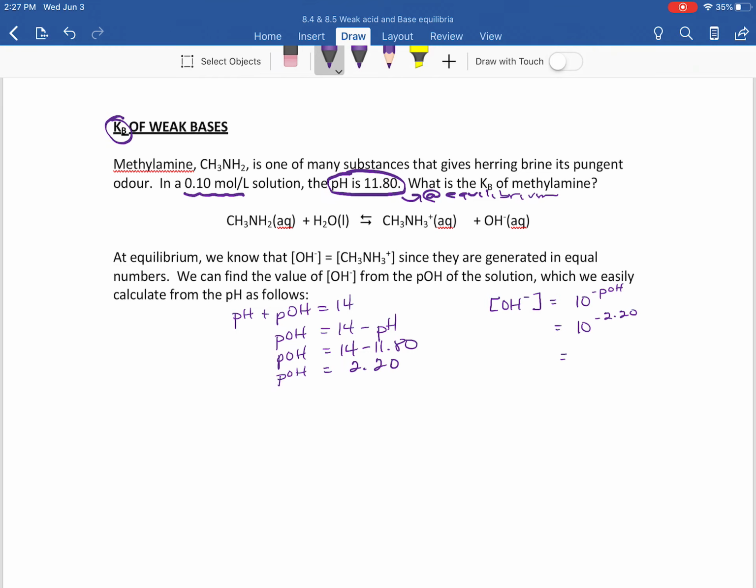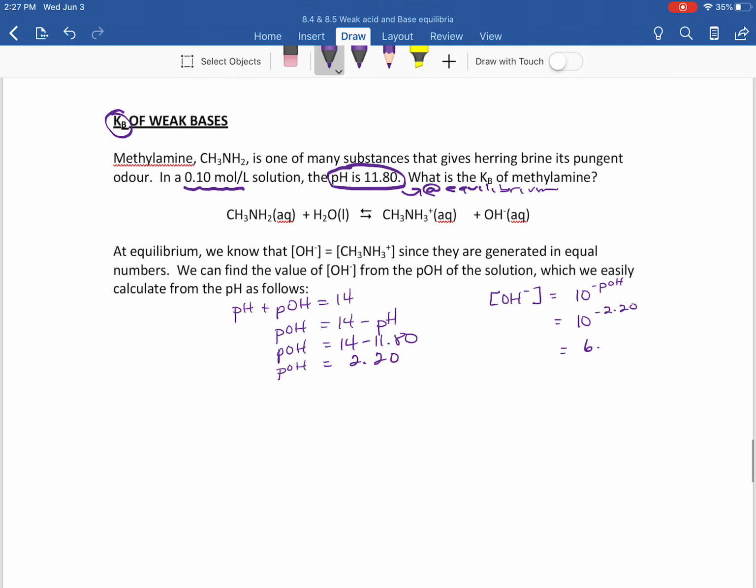Okay, so when I plug it in, I get 6.3 times 10 to the negative 3 moles per liter. So there's my concentration of hydroxide at equilibrium. Okay, moving on. Let's set up an ICE table.